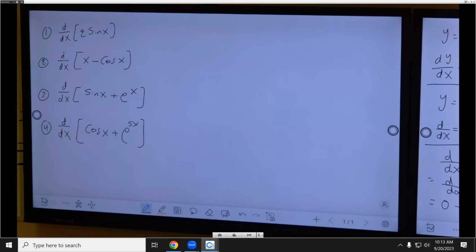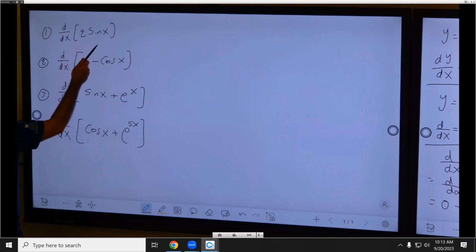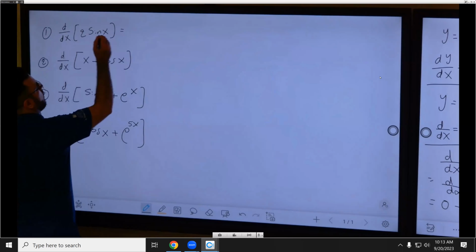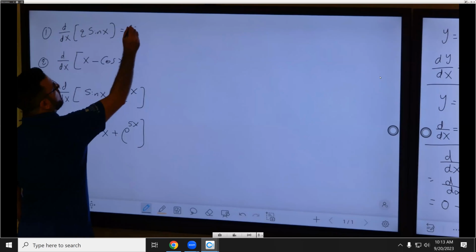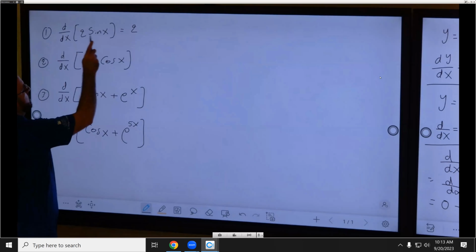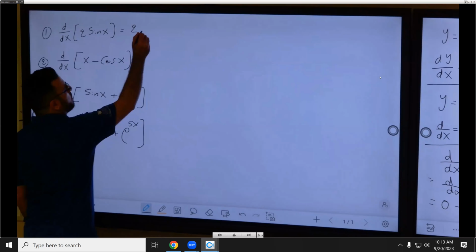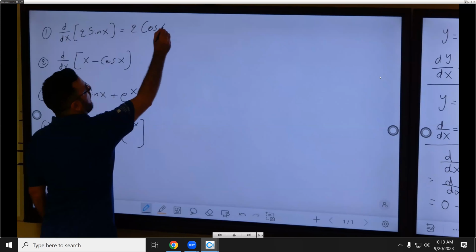Let's do these examples. We're going to find the derivative. So how are we going to find the derivative of 2 sine x? So 2 is a constant, so here is 2. What's the derivative of sine x? Cosine x. So it's going to be 2 cosine x. That's it.